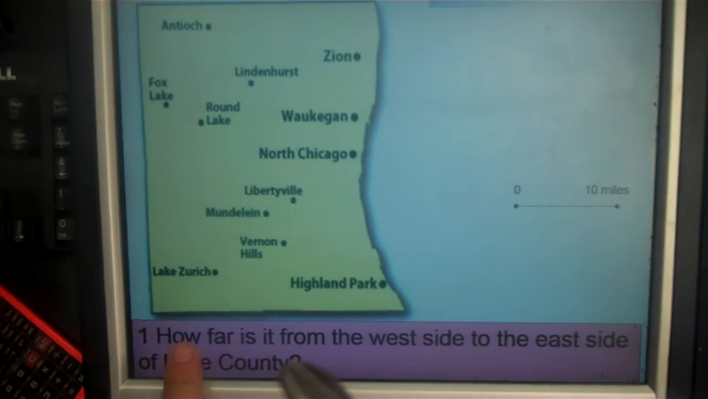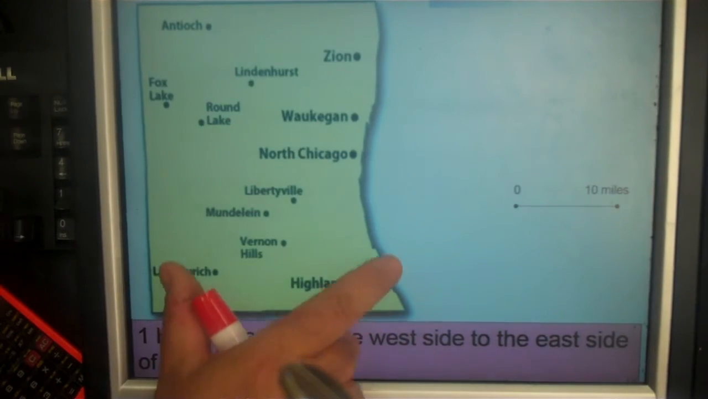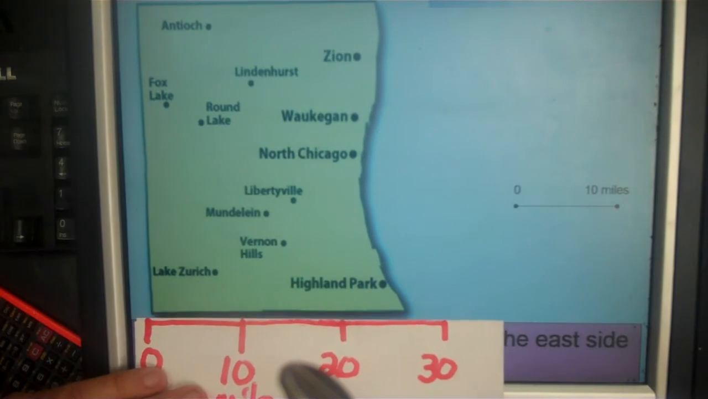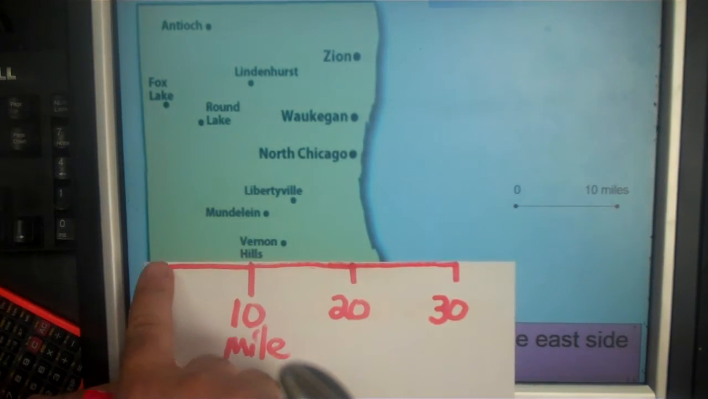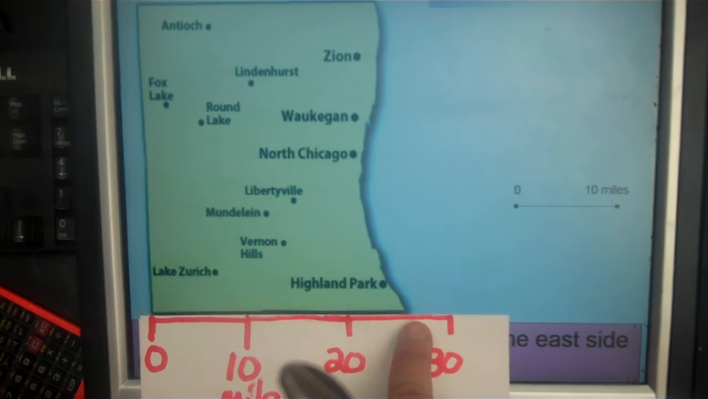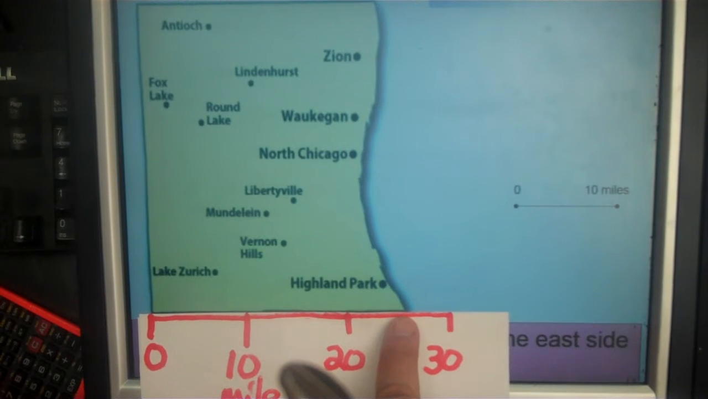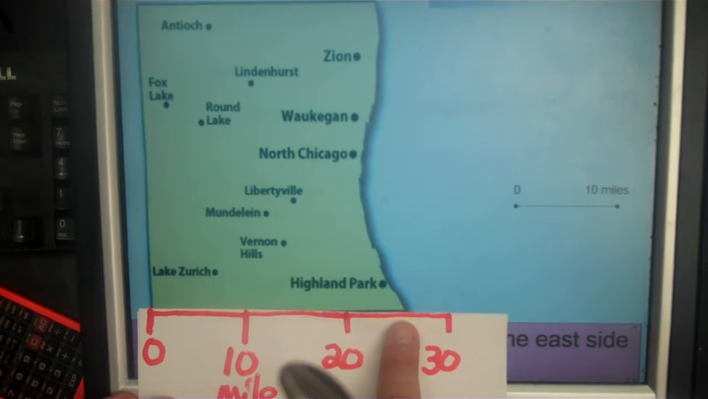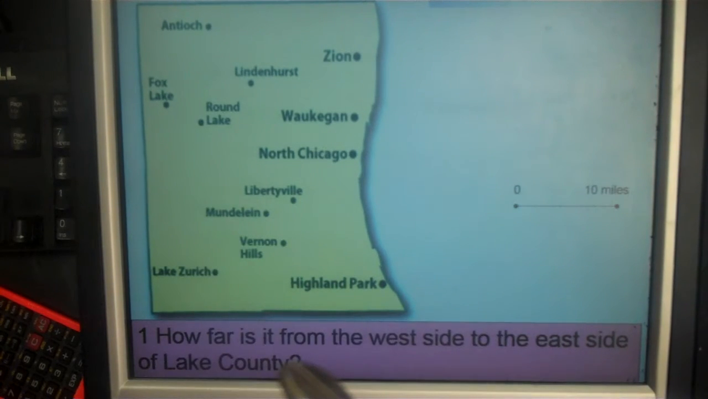So the first question is, how far is it from the west side to the east side? It's all just about the same width going across. I'm going to measure it across the widest spot here. So I line up my 0 with the far left edge, the west edge, and I can see that this goes to just a little bit more than halfway across from 20 to 30. So I'm going to say it's 26. 26 miles for question number 1.